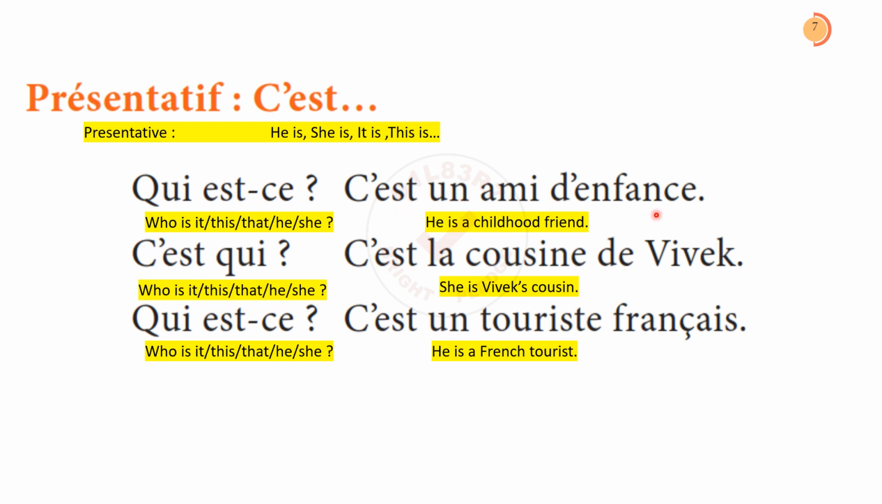C'est un ami d'enfance. He is a childhood friend. Right? Then c'est la cousine de Vivek. She is Vivek's cousin. C'est un touriste français. So he is a French tourist.